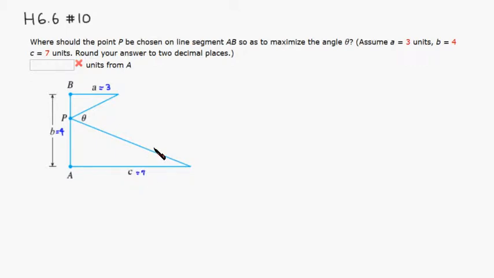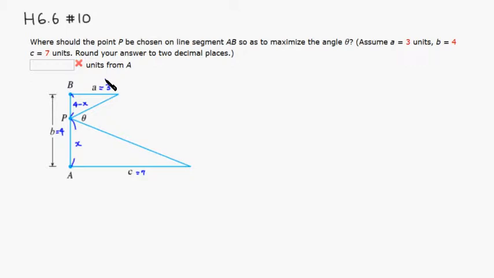Then we want to come up with the theta based on, let's see, we're looking for the point P. So where should the point be chosen? Maximum. Okay, so we're going to let this length AP, let's call this guy X, right? And of course, entire AB is 4, so this is going to be 4 minus X.